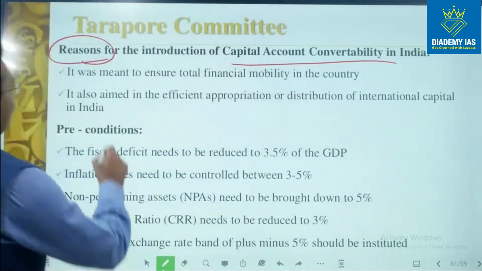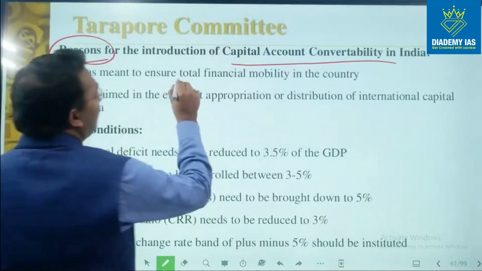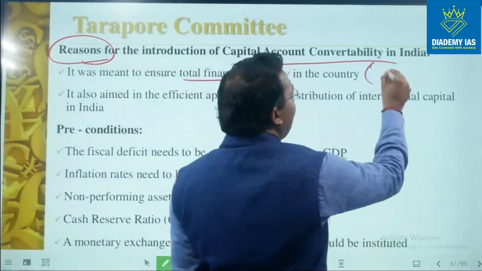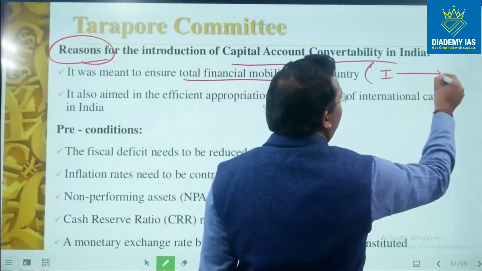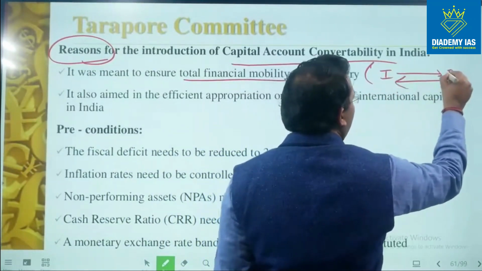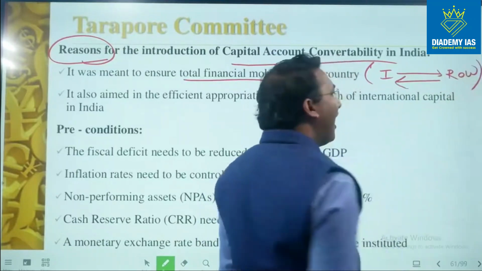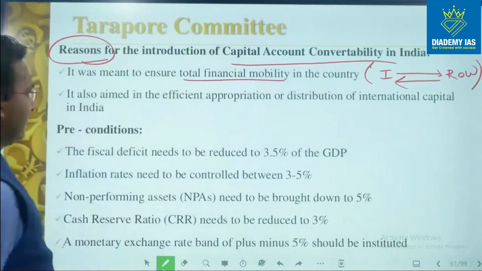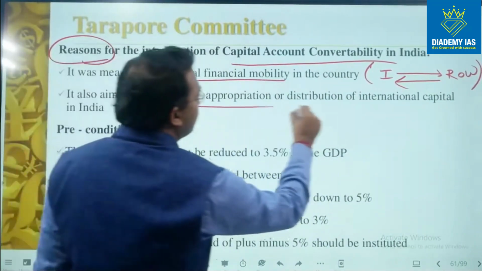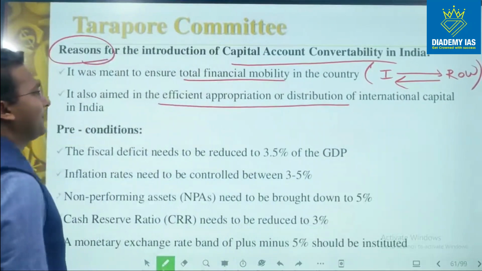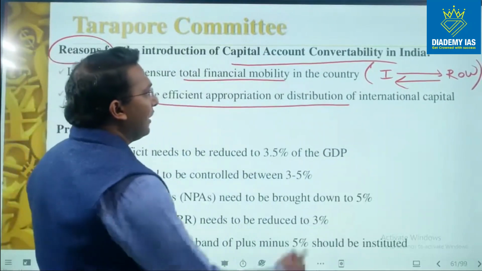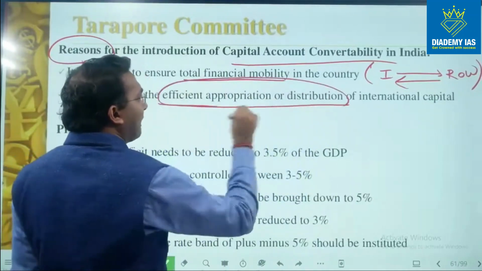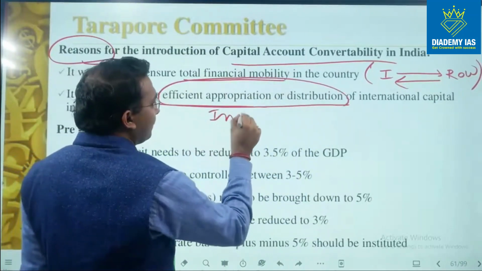So first, it was meant to ensure total financial mobility. Here the total financial mobility means the money is going from India and coming to India from the rest of the world. So ROW here means rest of the world. It also aimed at the efficient appropriation or distribution of international capital in India, right? So international capital is available and it should be efficiently distributed and appropriated in India also, right?